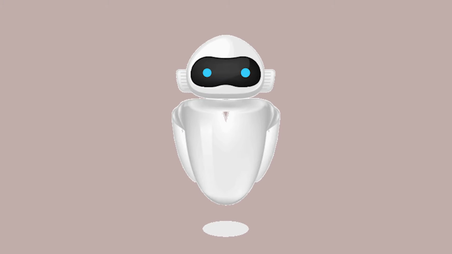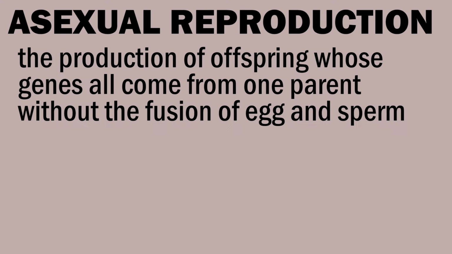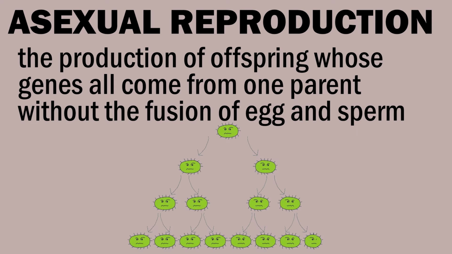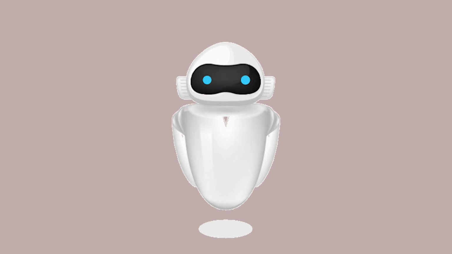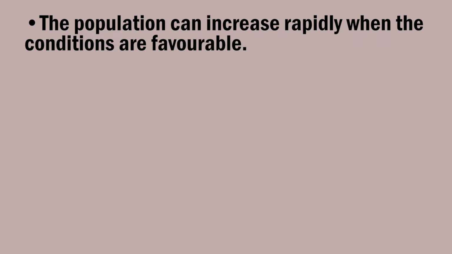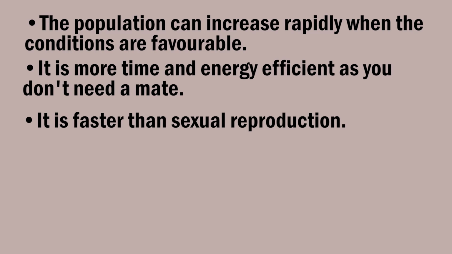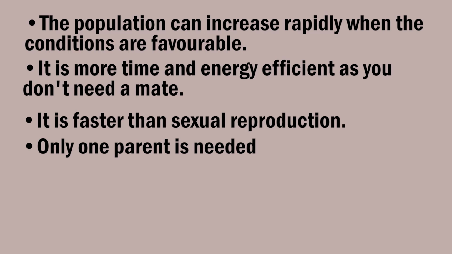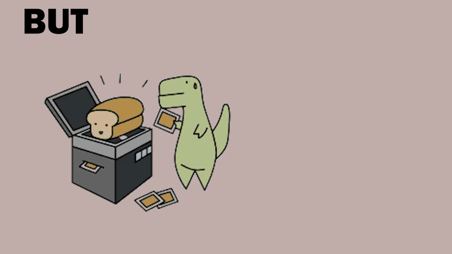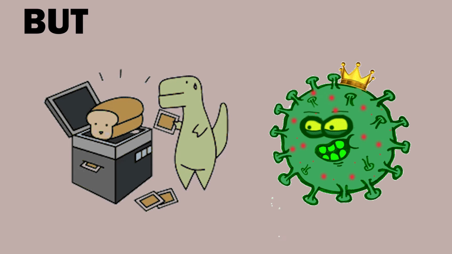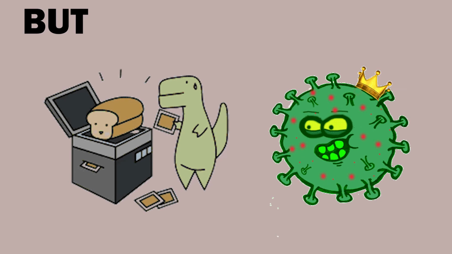The next mode of reproduction is asexual reproduction, the production of offspring whose genes all come from one parent without the fusion of egg and sperm. It also has its advantages. The population can increase rapidly when the conditions are favorable, it is more time and energy efficient as you don't need a mate, it is faster than sexual reproduction, and only one parent is needed. But it does not lead to genetic variation in the population. And also, disease may affect all the individuals in the population.